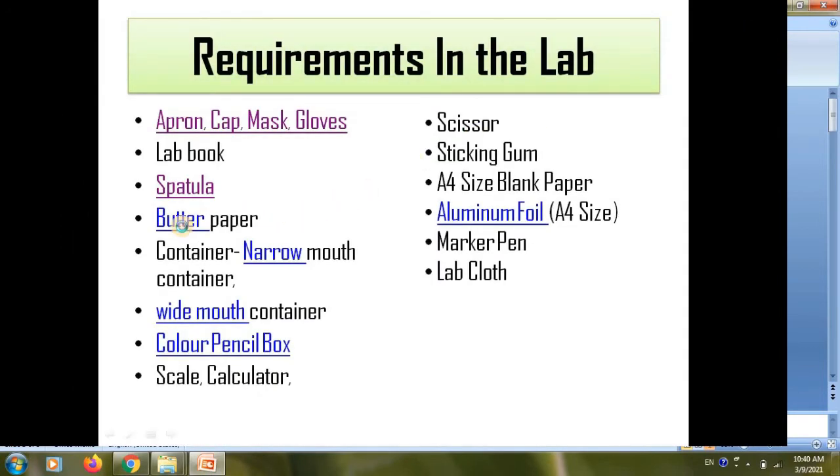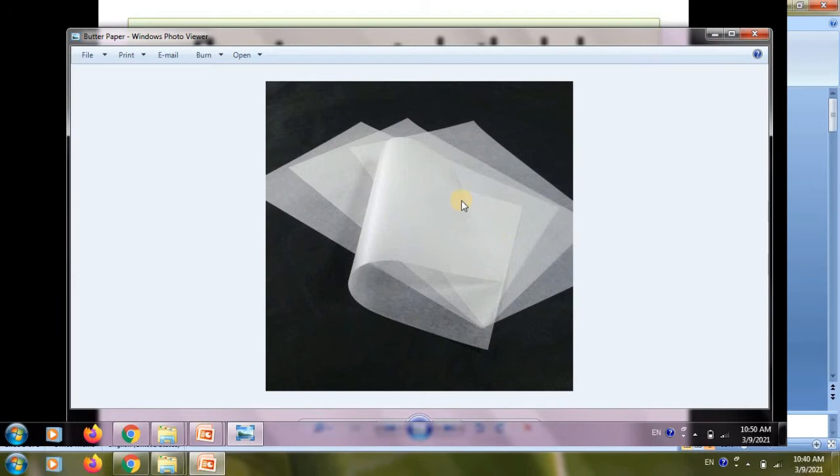Okay, then next is butter paper. Such kind of butter paper is needed. If you purchase one butter paper of larger quantity, almost 8 to 10 rupees for a single sheet will be sufficient for your entire pharmaceutics practice. We cut this butter paper into small portions, hardly about 2 or 3 centimeter squares, and on that butter paper we weigh the ingredient, and after weighing we transfer it to the formulation equipment. So this butter paper you have to carry from your side.